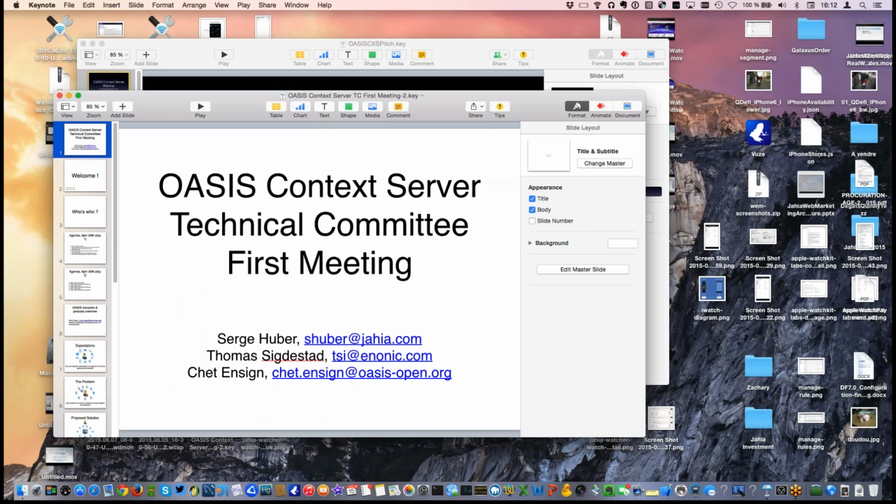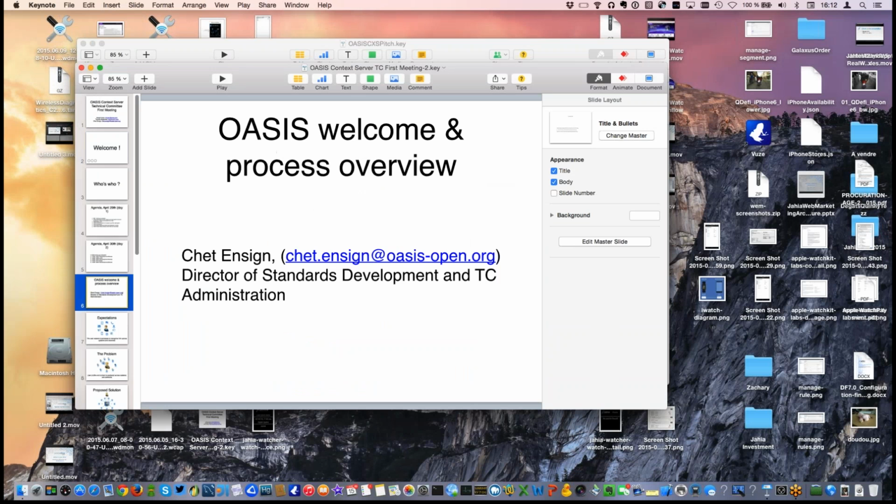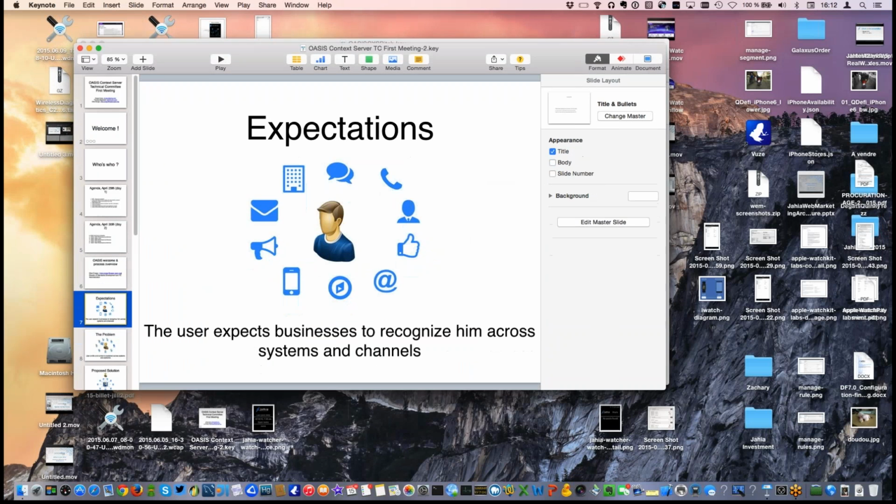And so you'll get the idea of how this is organized and what we're working on. So here we go. Basically, we talked about the expectations.